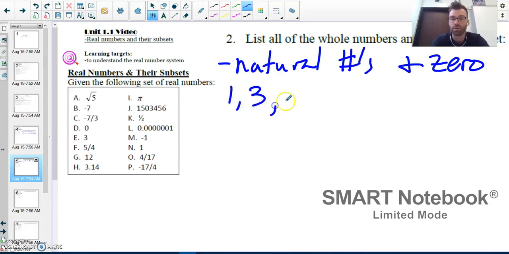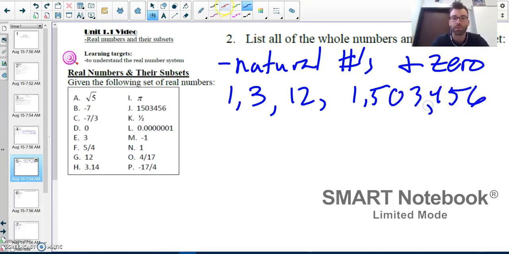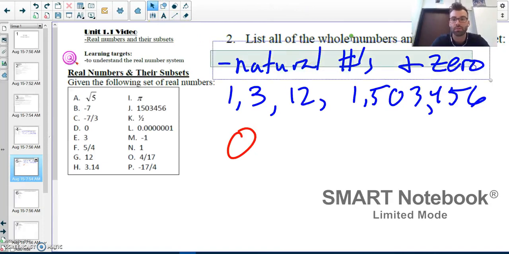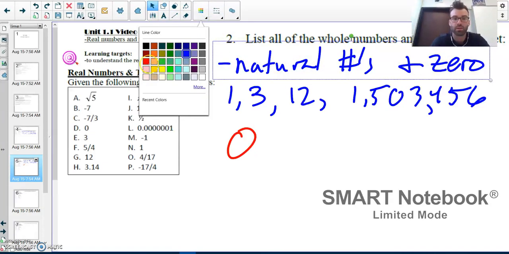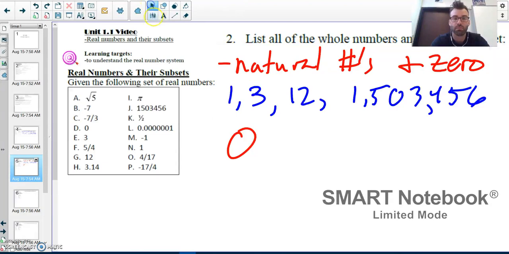So the whole numbers that I got were our natural numbers from the time before, plus 0. Let's make that red. There you go.